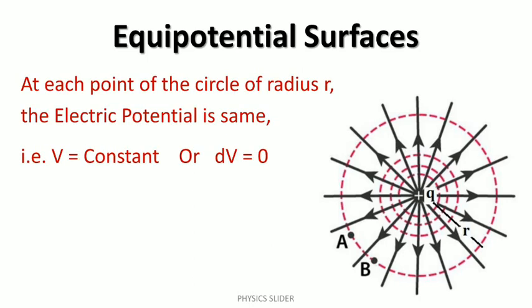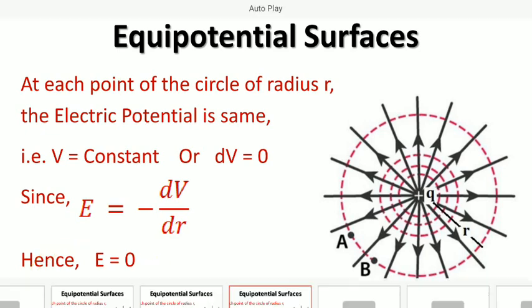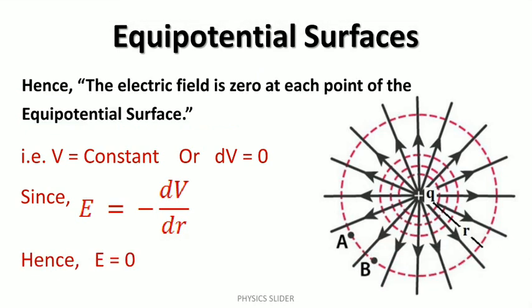So V is equal to constant, or we can say dV is equal to 0. Since V is the same or constant, whenever we differentiate a constant we get 0. It means differentiation of potential is 0. And when dV is equal to 0, with the help of this formula, E is equal to minus dV over dr, put the value of dV, that is 0, and we will get E is equal to 0. Hereby we can say that the electric field is 0 at each point of the equipotential surface.